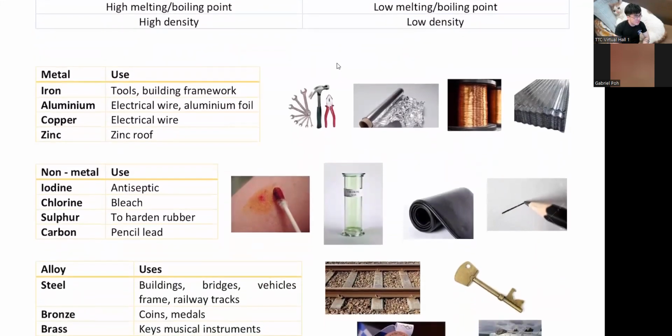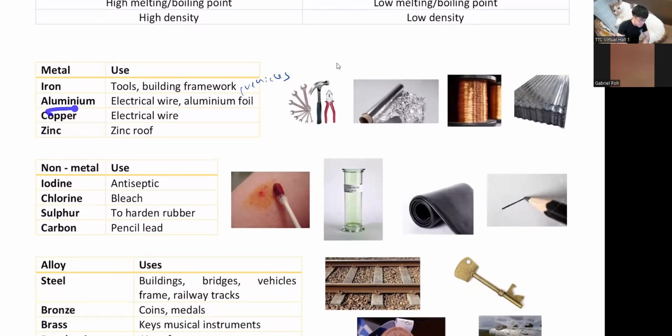So these are a few common metals that we use. Iron we use for tools and for building. Your house is made from iron. Even cars, you can even say vehicles, are made from iron too. This is why they rust. Your car will rust if you don't paint it. This is why most of our cars are painted.